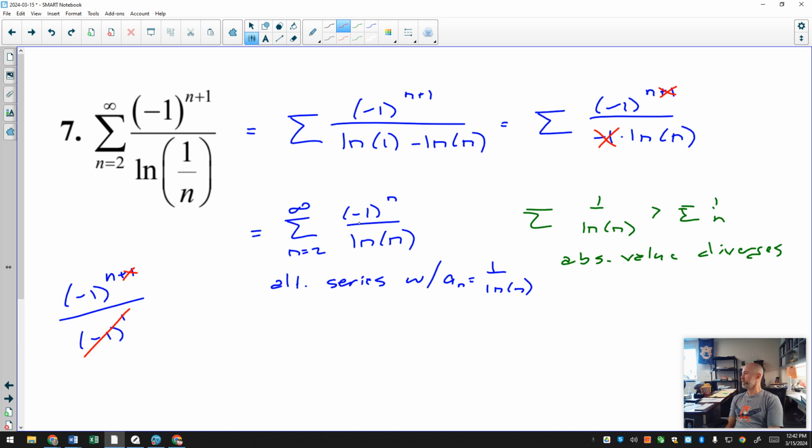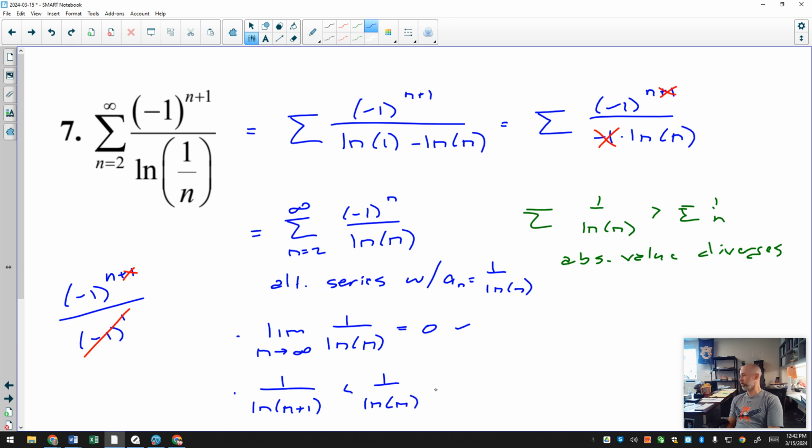So back to the alternating series. Once we identify an alternating series, we have to ask ourselves 2 questions. The first one, do the terms approach 0? Does 1 over natural log of n approach 0? Yeah, that's a bottom heavy fraction. That's going to approach 0. And do the terms decrease? Is the n plus first term always going to be less than the nth term? And yeah, that's a slightly larger denominator. That checks out. That means the original series does converge.